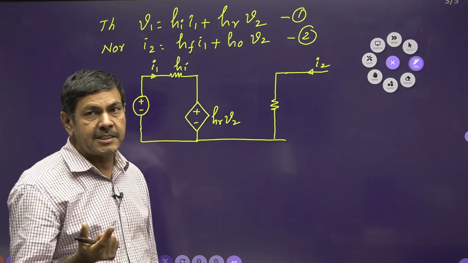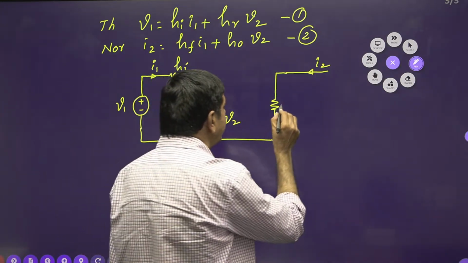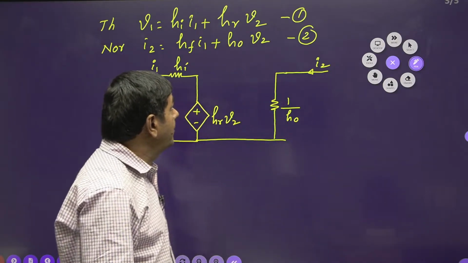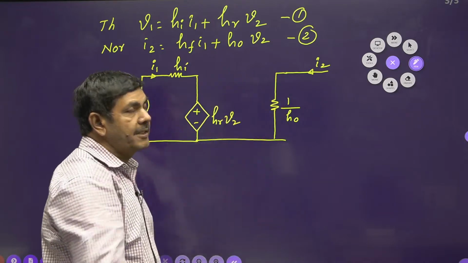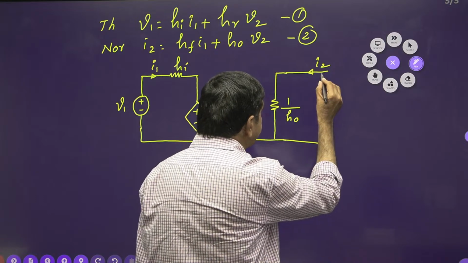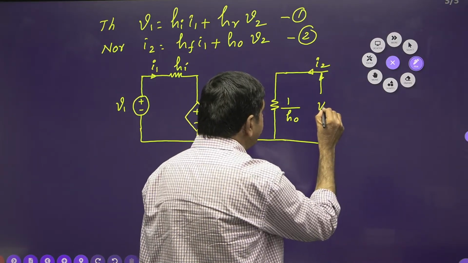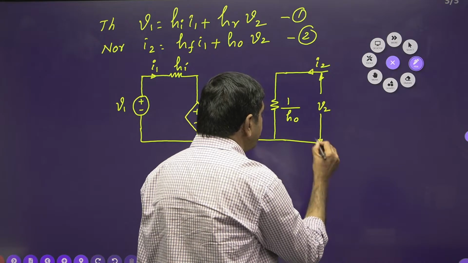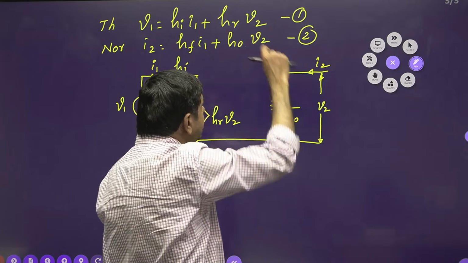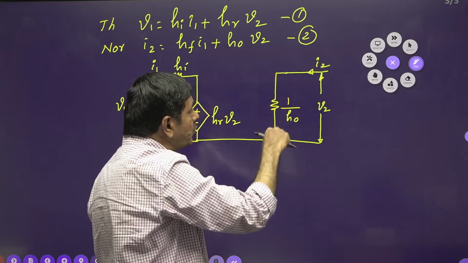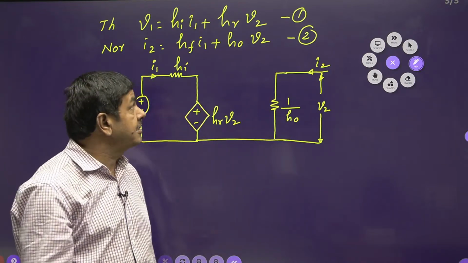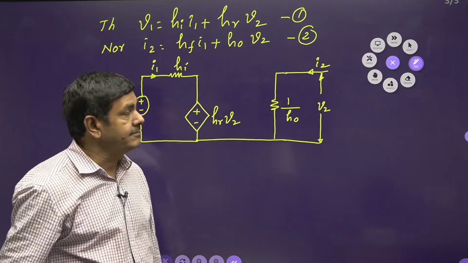The reciprocal of the admittance is nothing but the impedance only. I can take this as 1 by H0. 1 by H0 indicates impedance here. The voltage across this I want to take as V2. This is V2 I have taken here now. Now please watch. I2 equals, yes, this current. What is the current passing through this side? V2 by 1 by H0, which is nothing but V2 into H0.